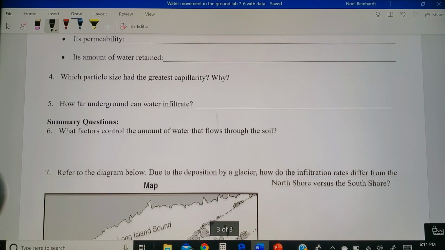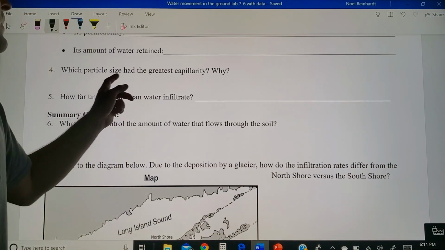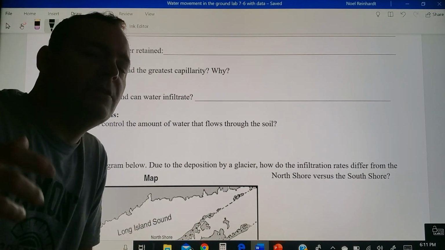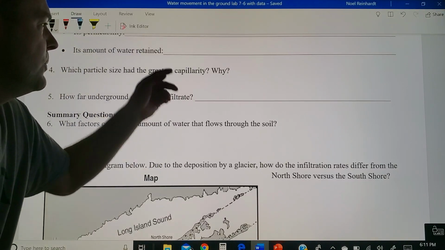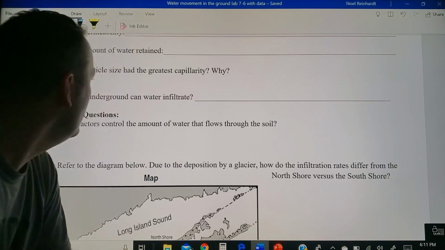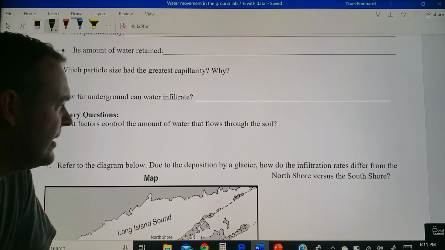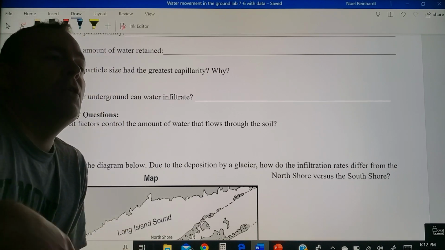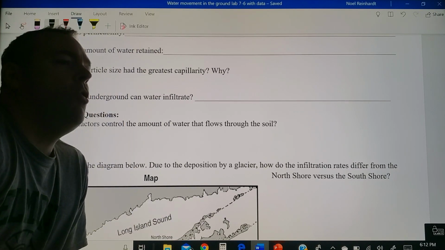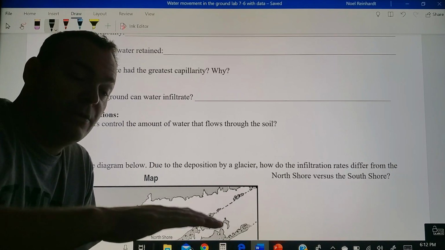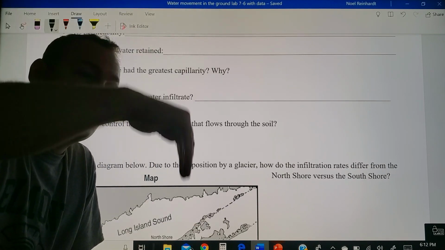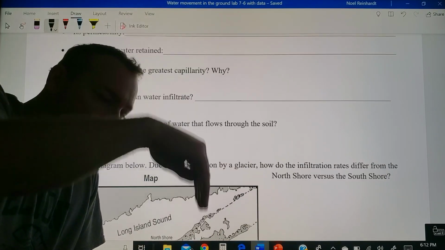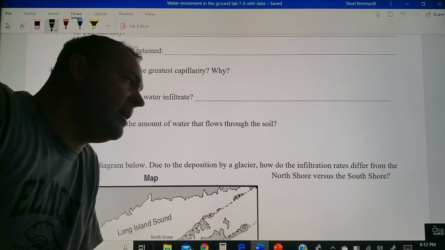All right? Capillarity, if you remember, is water climbing up. So remember the Santa Claus analogy. If it's a tighter chimney, Santa can climb up easier. So the smaller particle size would have the greatest capillarity. All right? How far down can water infiltrate? You can answer that a couple different ways. Once you get down to solid bedrock, the water can't infiltrate anymore. Or if the ground is saturated, there's already water in the ground, you can only go so far as where that water is. And the top of that water is called the water table. So it can only get down to either bedrock or until it hits the water table.